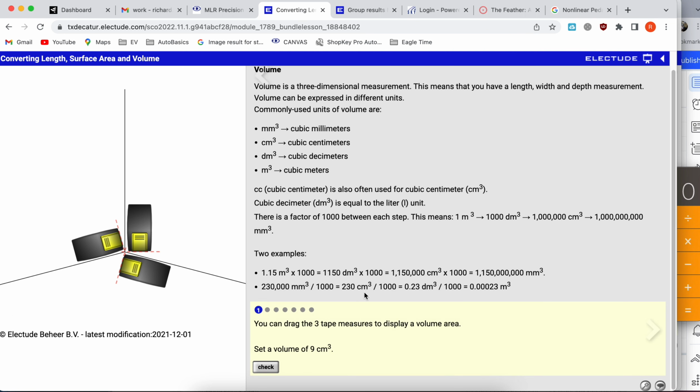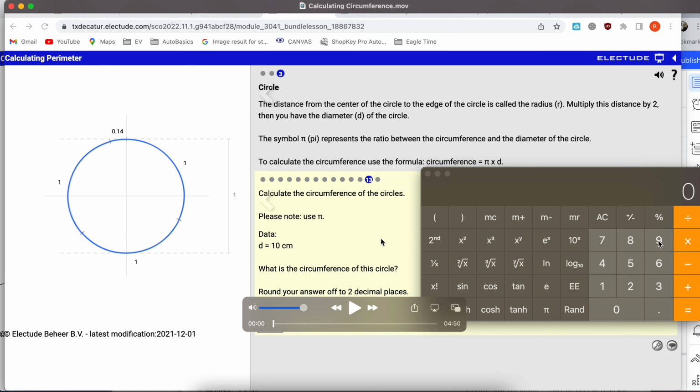On question 1, they had us drag the 3 tape measures to display a volume of 9 centimeters cubed. If we look up in the chart, because there's 1,000 between each step, if we convert from 9 centimeters cubed to millimeters cubed, that would be 9,000. So we can come in here and do 90 millimeters. If we do that, we can go over to the calculator.